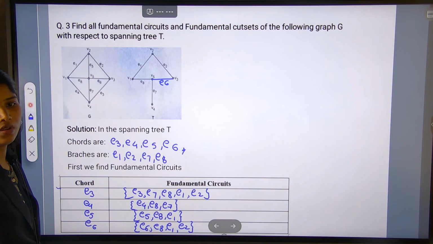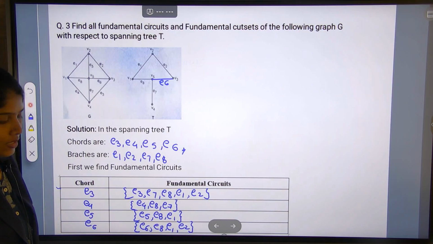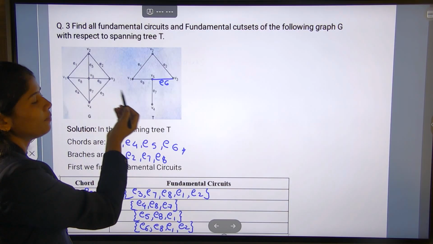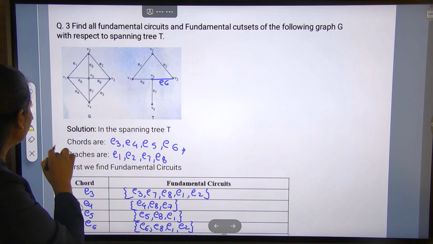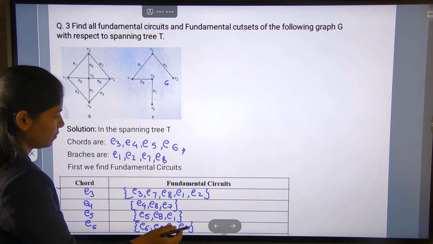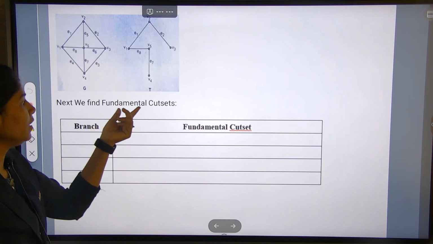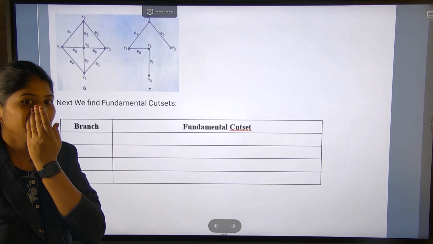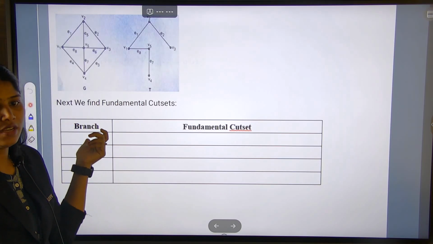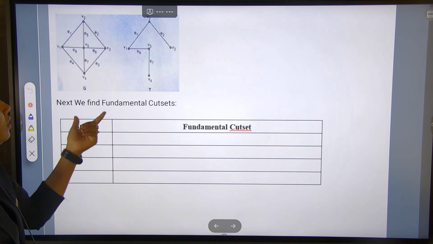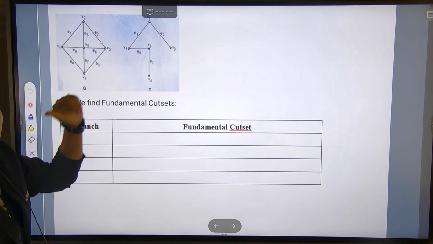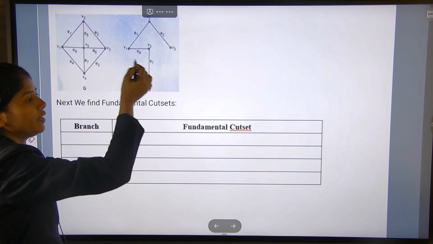So that's all about the fundamental circuits. Next we will find the fundamental cut sets for this spanning tree. We know the fundamental cut sets require the branches. Branches means the edges present in that spanning tree. So first of all, write down those edges.